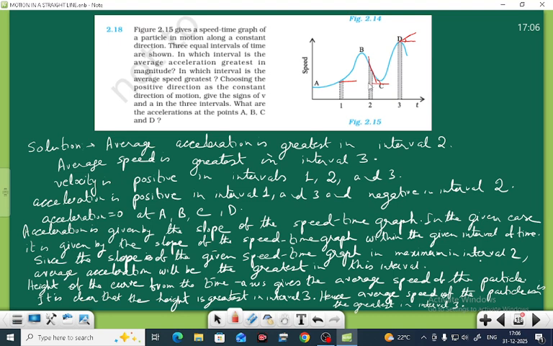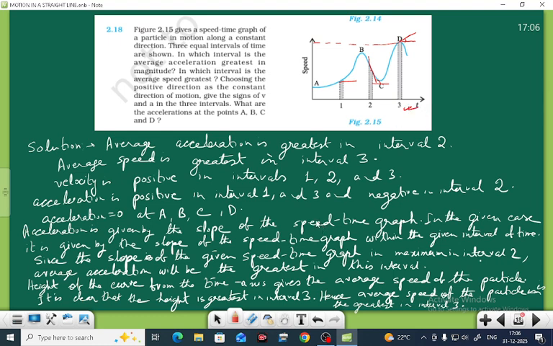Therefore, on the speed-time graph, the slope is maximum in interval 2. Slope is maximum means acceleration is maximum, right? So you can say the average acceleration is greatest in interval 2 and average speed is greatest in interval 3, and this is speed. That means average speed is maximum. If you draw a line here, the maximum point is in interval 3. Therefore the maximum speed is in 3, right?